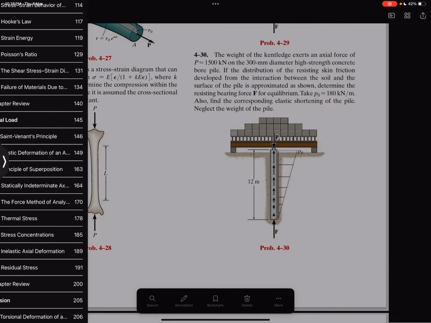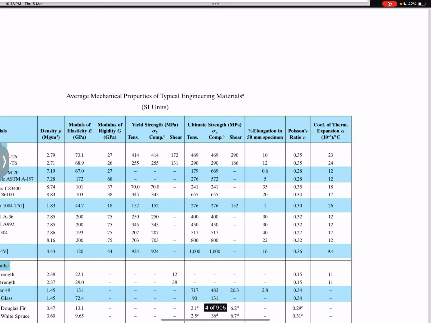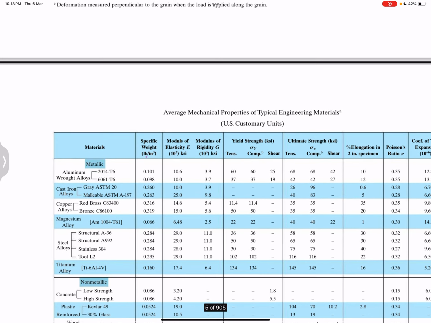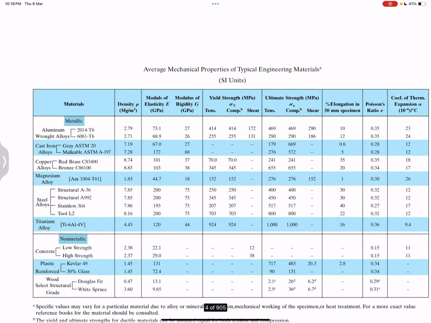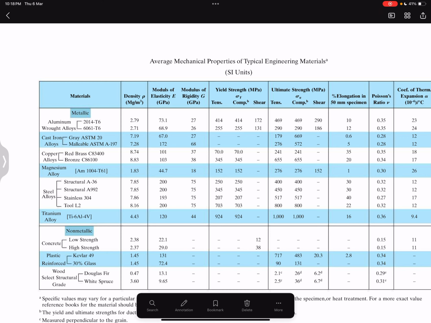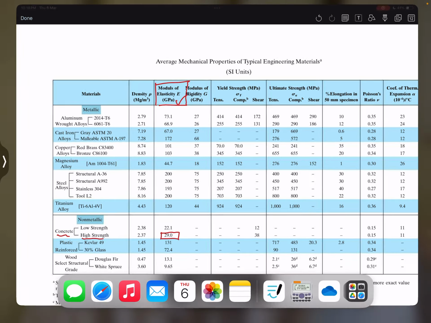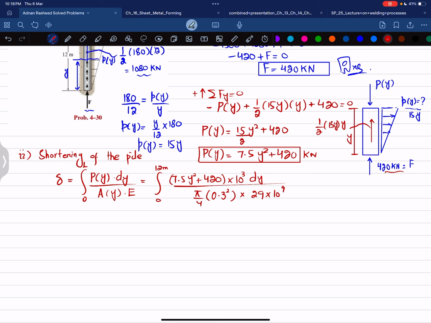So we have to go to the end of the book, and you can check the average mechanical property in the unit, oh sorry, SI, because meter is in SI. Okay. So you can see that here, let me show you, this is concrete and high strength. So its modulus of elasticity is 29 gigapascal. So I can write gigapascal is 10 raised to power 9 Pascal. That is why 29 into 10 raised to power 9.